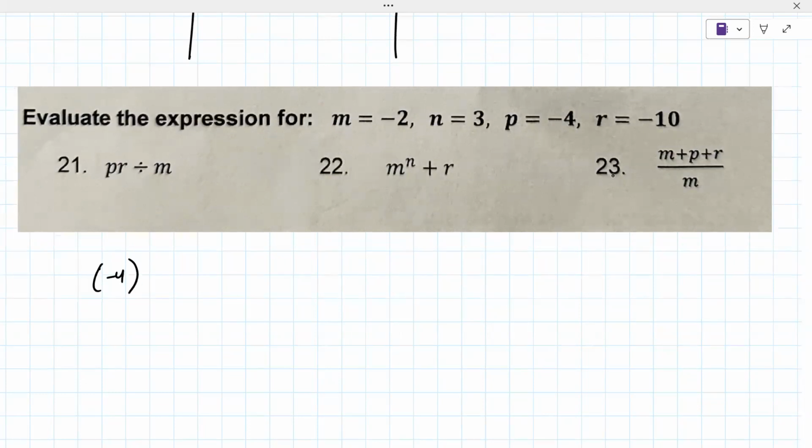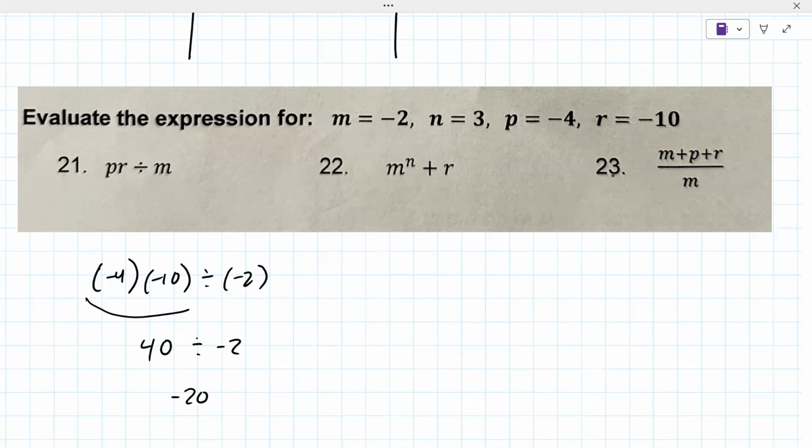So I'd recommend putting them in parentheses. That's what I did. That's great. And these then you can decide how to. So that becomes 40 divided by -2, which is -20. Yes, this is positive 40 divided by -2, which is -20. Good.